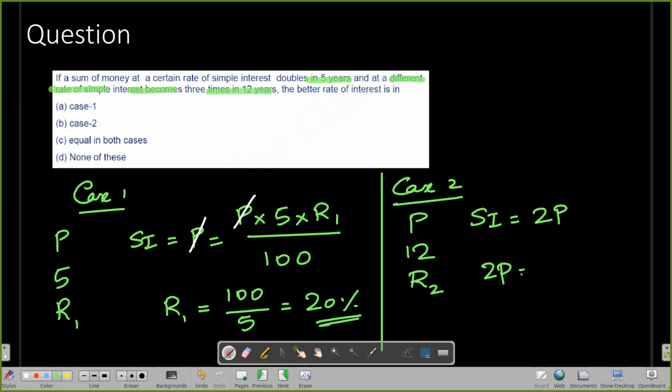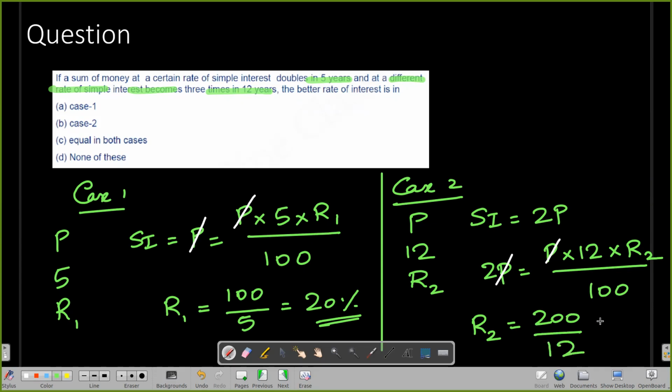So 2P, the simple interest, is equal to P into number of years 12 into rate of interest R2, PNR by 100. All right. So here also we can see P will get cancelled off, and thus we are getting R2 equal to 200 divided by 12. Definitely, you know that 200 by 12 is less than 20%, because had the denominator been 10, then it would have been 20%, but the denominator is equal to 12. So denominator is more, so the value should be less than 20%.